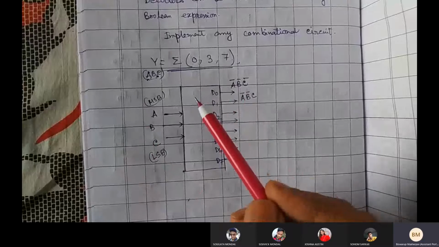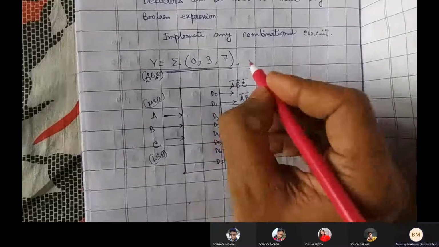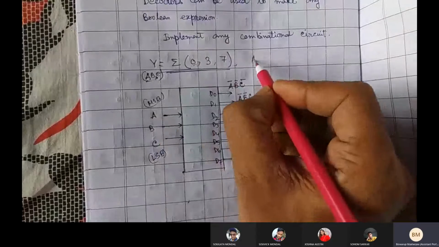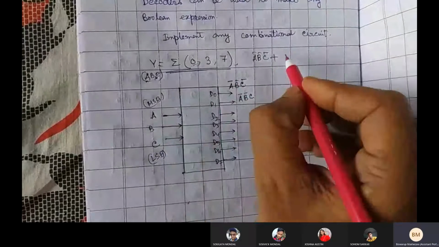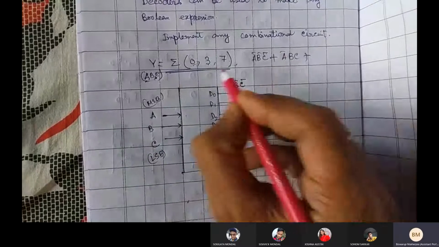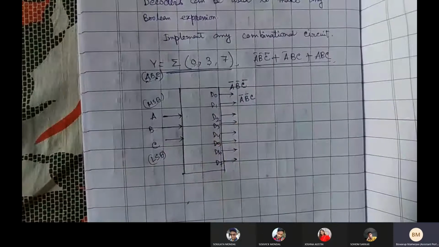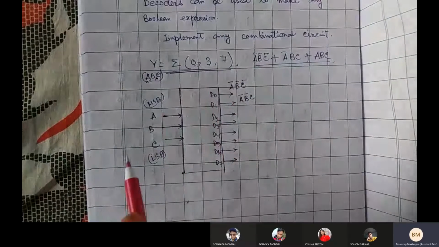So if we need to make the Boolean function for this one, how can we write it down? Simple. I am not going for any K-map. I'll write this one as 0, so that will be A bar, B bar, C bar, plus the next one, 3, that is A bar, B, C. And the last one is 7, that is A, B, C. So this is the Boolean function, because for these cases we have the output 1.